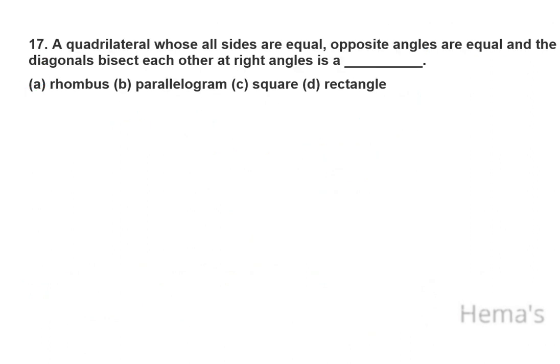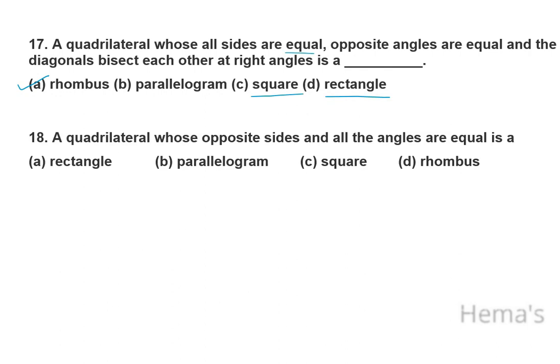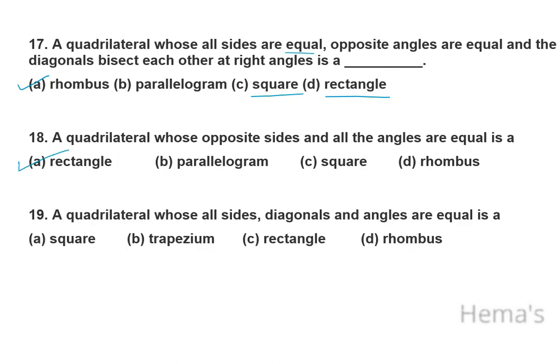Question 17. A quadrilateral whose all sides are equal, opposite angles are equal, and the diagonals bisect each other at right angles. So the answer is rhombus, that is option A. Question 18. A quadrilateral whose opposite sides and all angles are equal is rectangle. That is option A. Question 19. A quadrilateral whose all sides, diagonals and angles are equal is a square. Therefore, option A is correct answer.